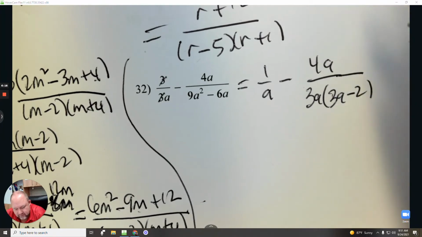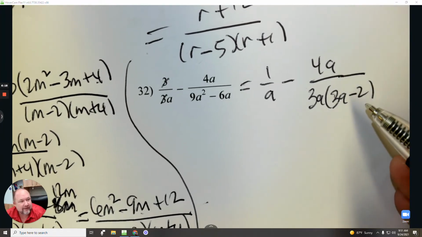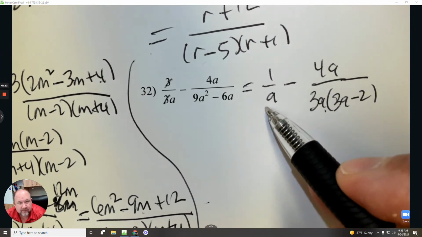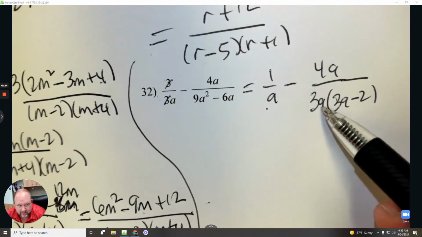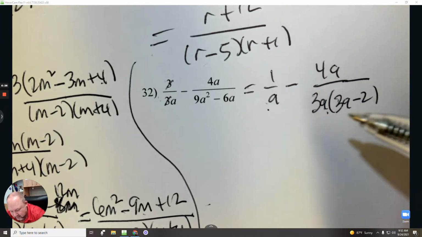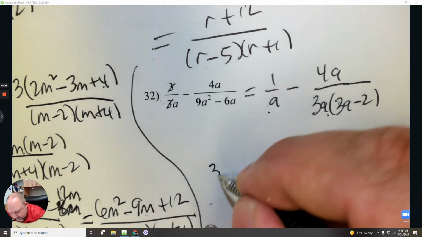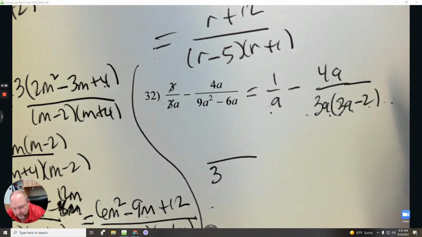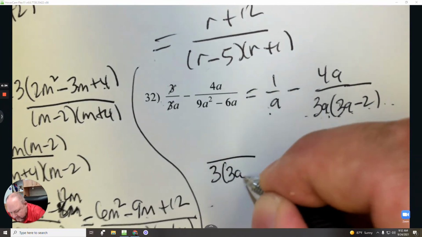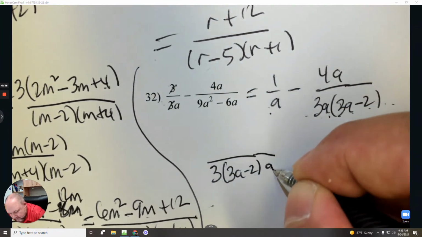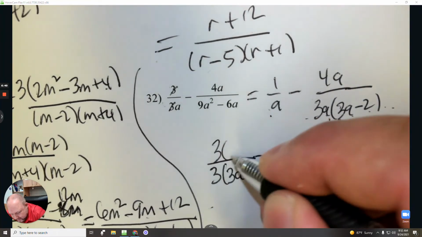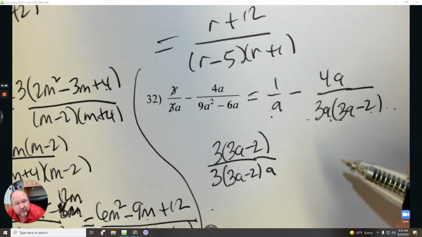And again, I'm trying to simplify this as best I can, but I need the denominators to be the same. So this denominator, simplifying the 3 wasn't helpful because I need that 3 for a common denominator. So I need a 3, and what else does it need is 3a minus 2. So I take 3a minus 2. Now the denominators are the same. You take that also in the numerator, 3a minus 2.